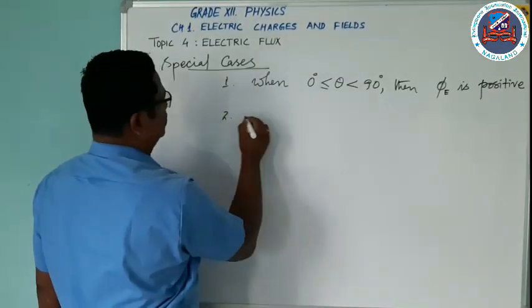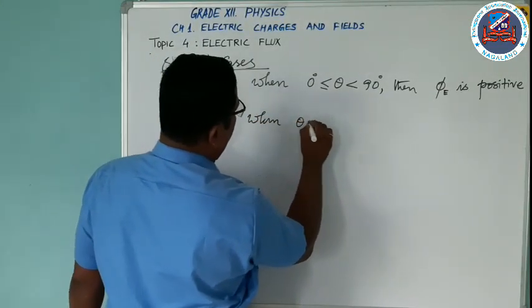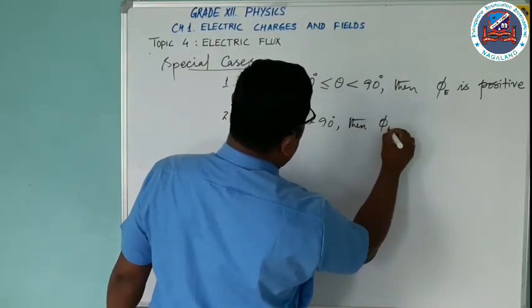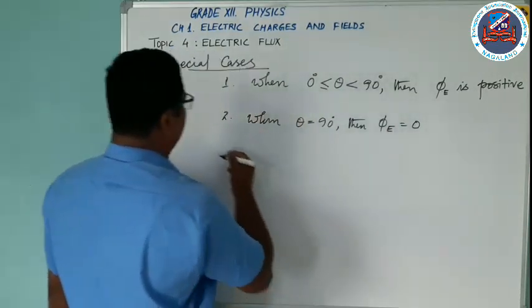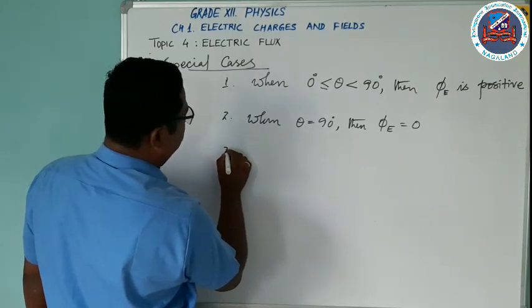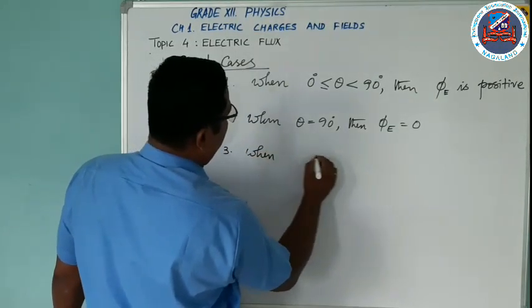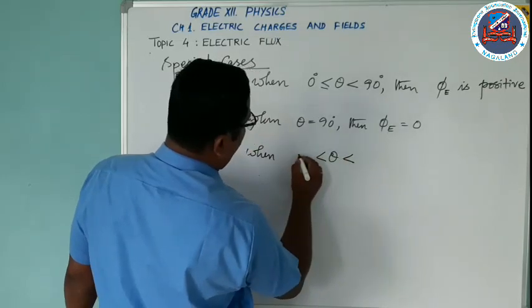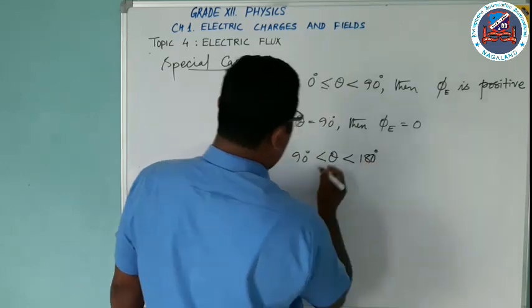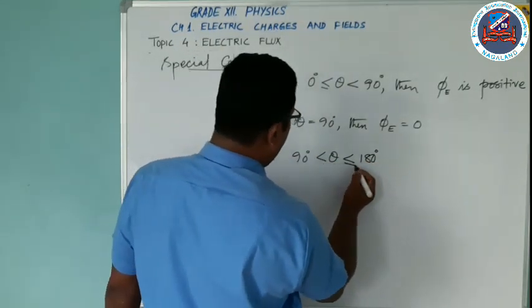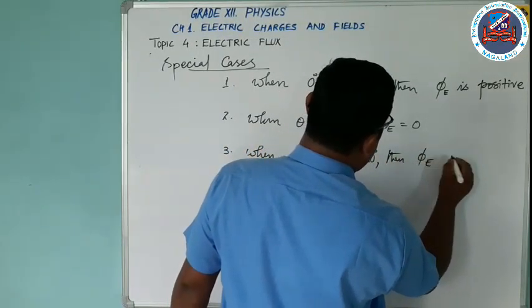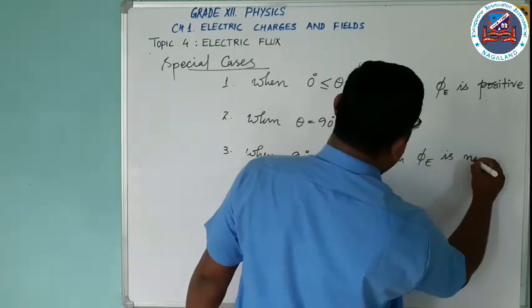The second case, when theta is exactly 90 degree, then the total electric flux will be 0. And when theta lies between 90 degree and 180 degree, it cannot be equal to 90 degree but can be equal to 180 degree, then phi E will be negative.